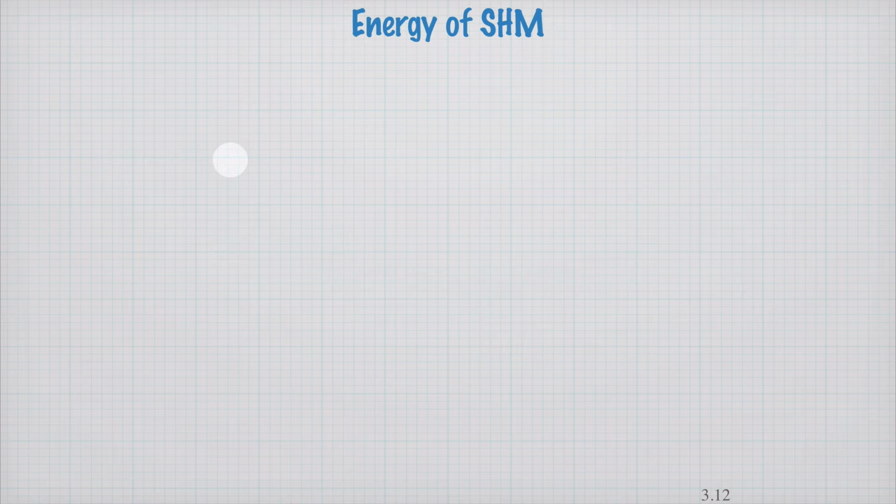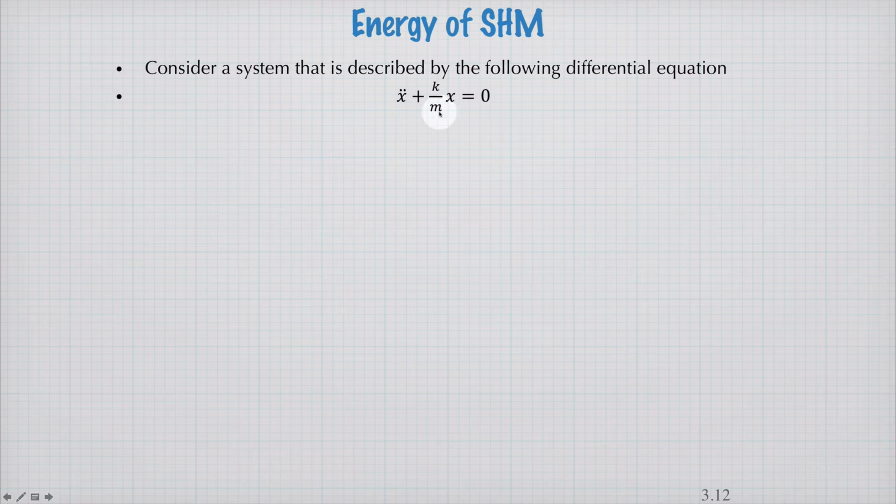Now let's think about the energy in simple harmonic motion. So we'll consider an equation that we've been dealing with before, that is x double dot plus k on m times x. So it's mass on a spring.